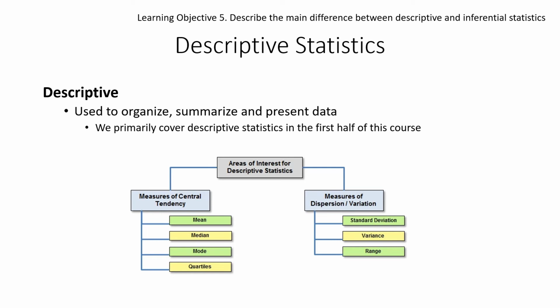Our next learning objective is to describe the main difference between descriptive and inferential statistics. Well, I've kind of already gone over this as well, but now let's look at it again in a little bit more detail. So descriptive statistics are used to organize, summarize, and present data in a way that makes it understandable. We're going to cover descriptive statistics in the next few weeks. Essentially, descriptive statistics are there to summarize the data so that it is able to be interpreted.